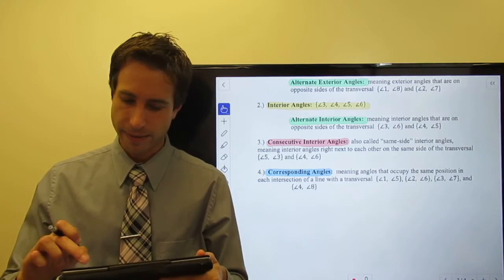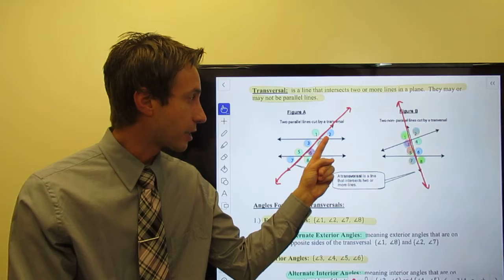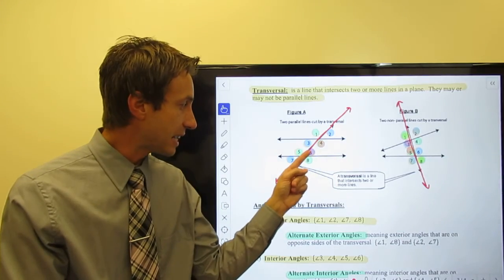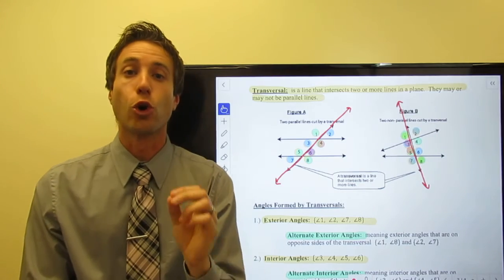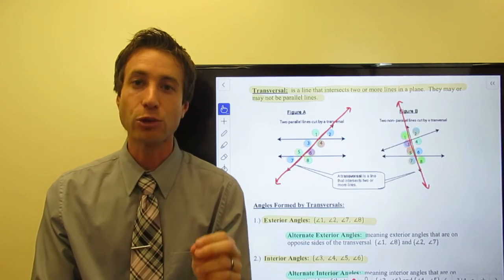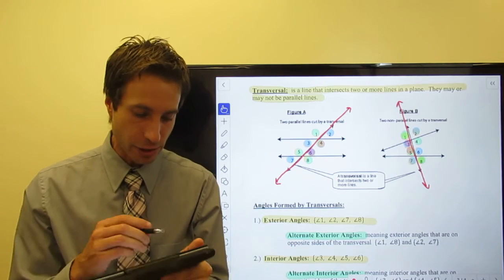Corresponding angles, here's the idea. These are going to be angles that occupy the same position in different intersections. Here you go, piece of cake. You're going to like this. Here's what we've got, right? I have an intersection right there. I have an intersection right here. Those are two different intersections. So corresponding angles are going to be angles that occupy the same position, but in different intersections.